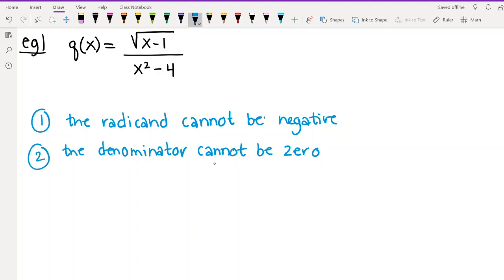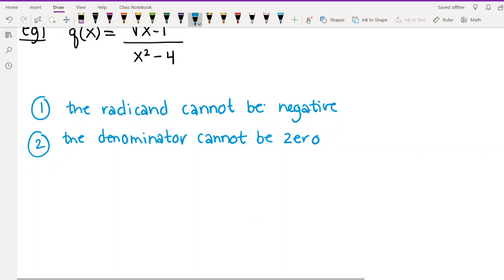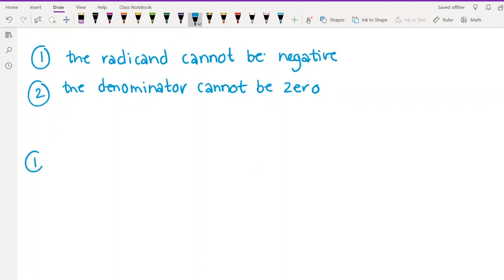And then once we have all of those pieces, then we'll put them together on the number line and finally use that to write down interval notation. Okay, so the radicand cannot be negative. In this case, the stuff under the square root is x minus 1. So we're saying x minus 1 is greater than or equal to 0. If we solve this for x, we get x is greater than or equal to 1. Okay, so that's our first piece.